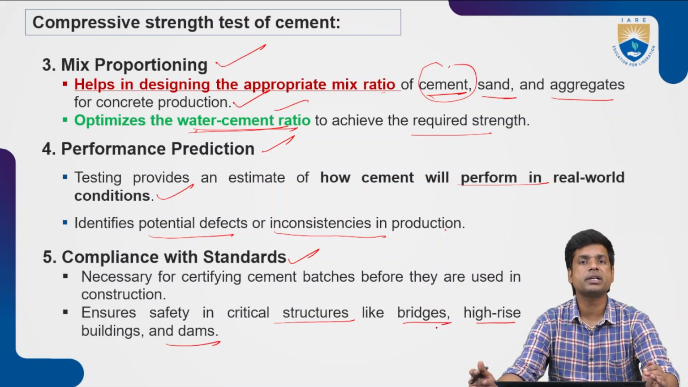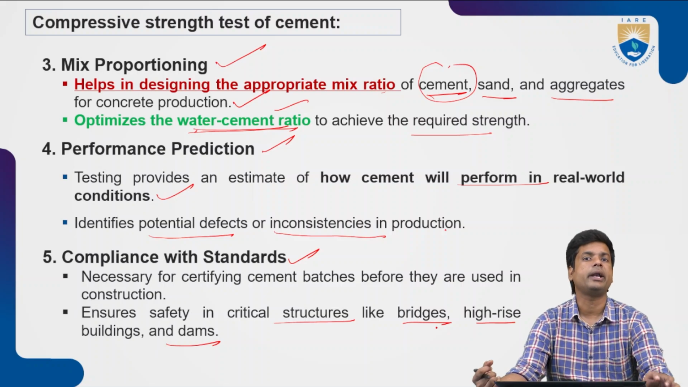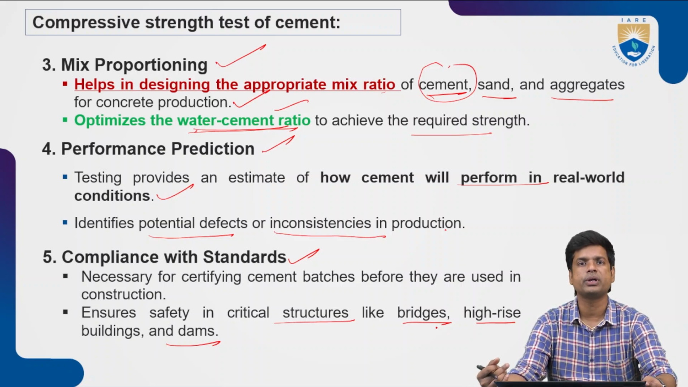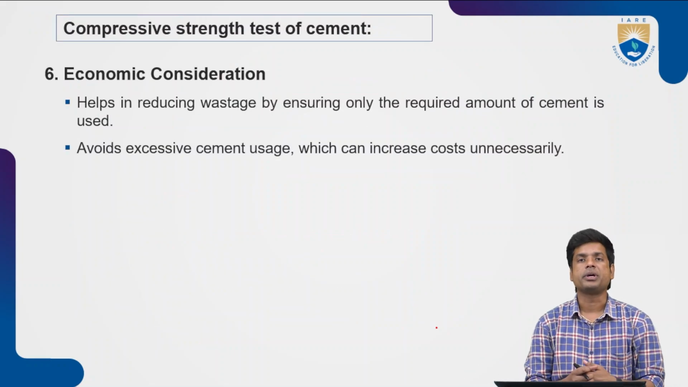These are some of the major constructions, right? Like bridges and high-rise buildings, and dams. When you construct major structures, we need to take care of the quality of materials. So if you test the compressive strength of cement, it is going to give some idea, and depending upon the quality of the cement, we are going to suggest using it in different structures. And next one, economic consideration.